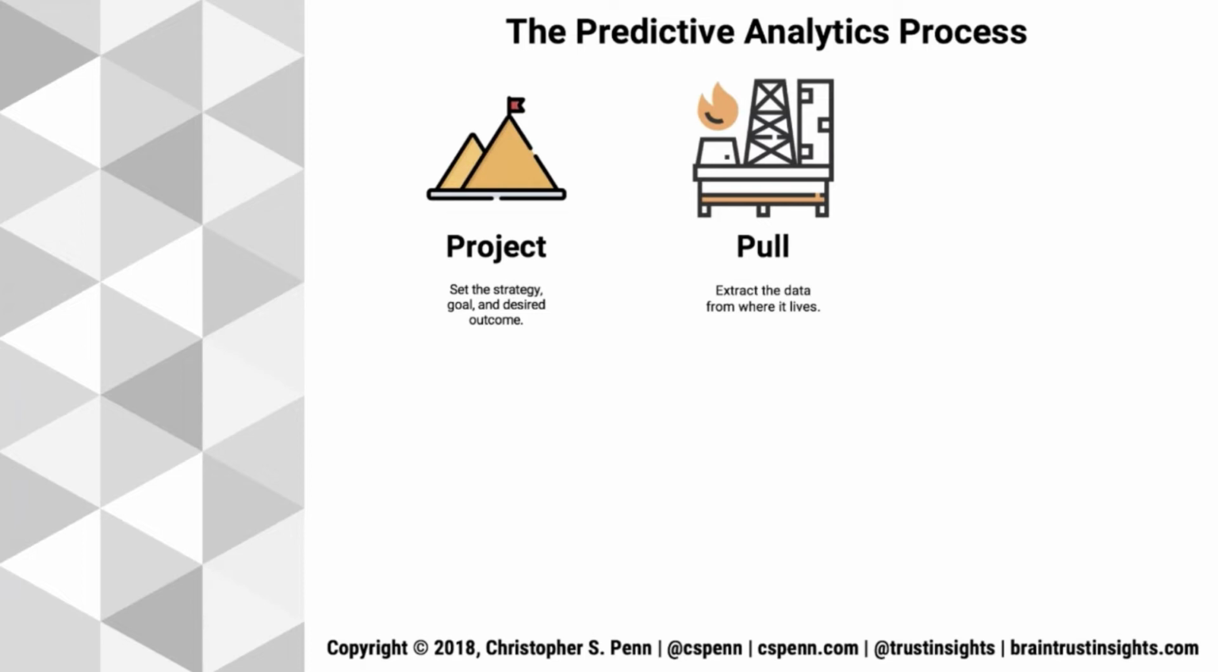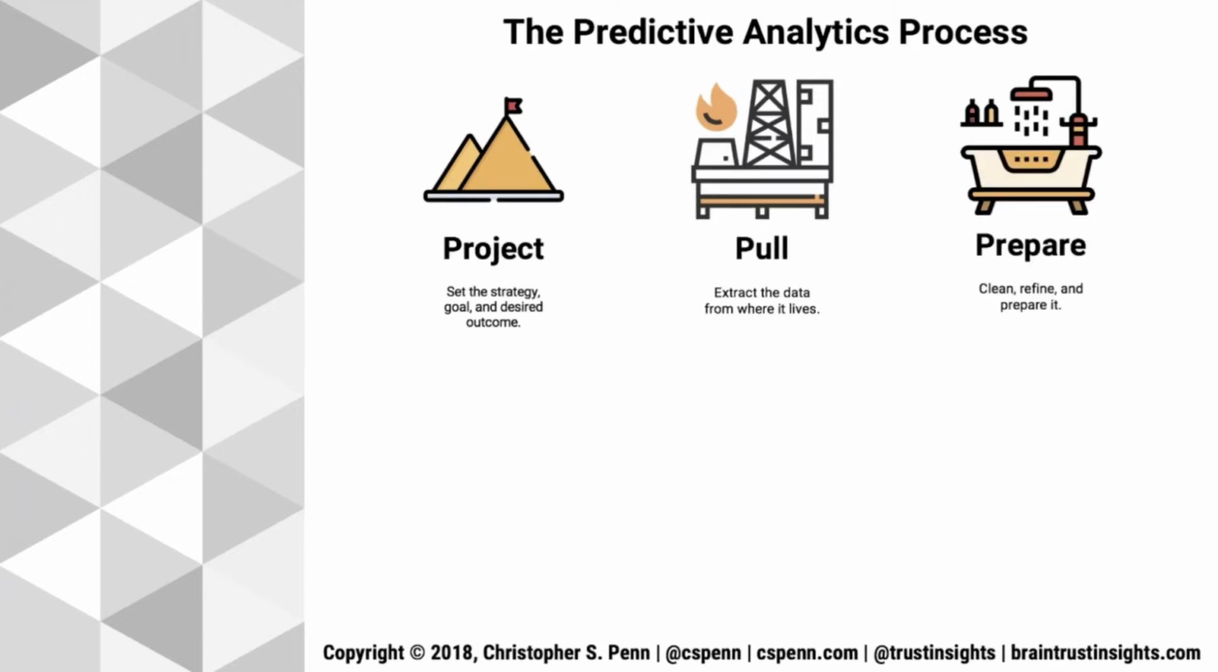If you don't have access to any of that data for some reason, you can use publicly available data sources such as Google Trends data, which is something that we at Brain Trust Insights are very fond of. If you're not familiar with Google Trends data, it's a very useful data set and website for marketers, not just for pulling data for predictive analytics, but just in general. So go check it out if you haven't done so.